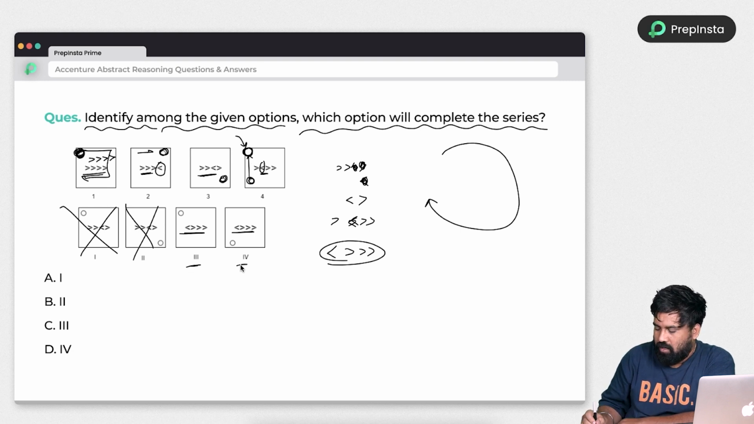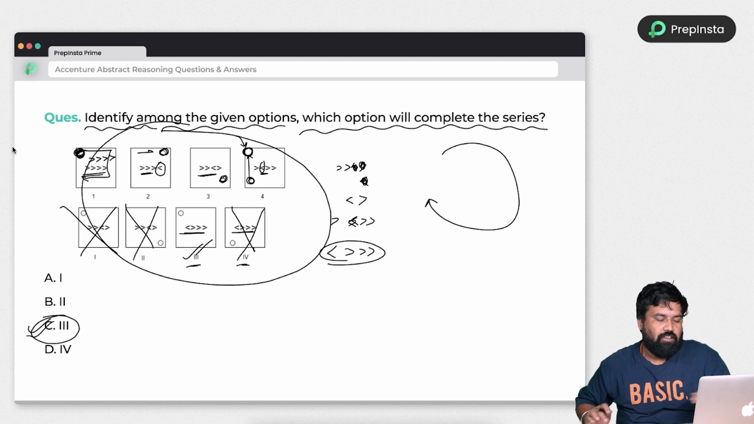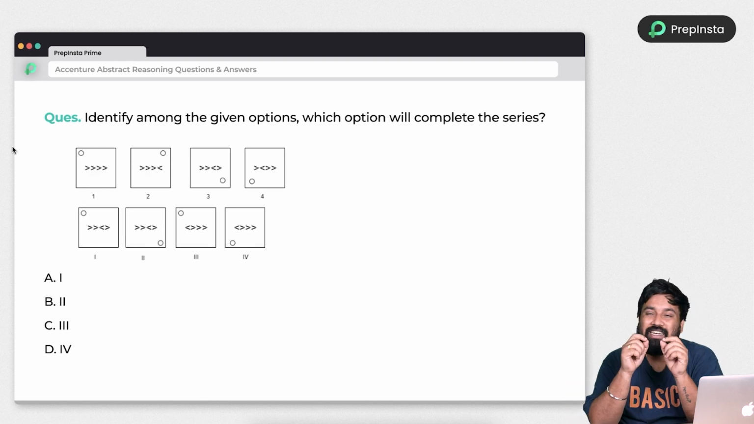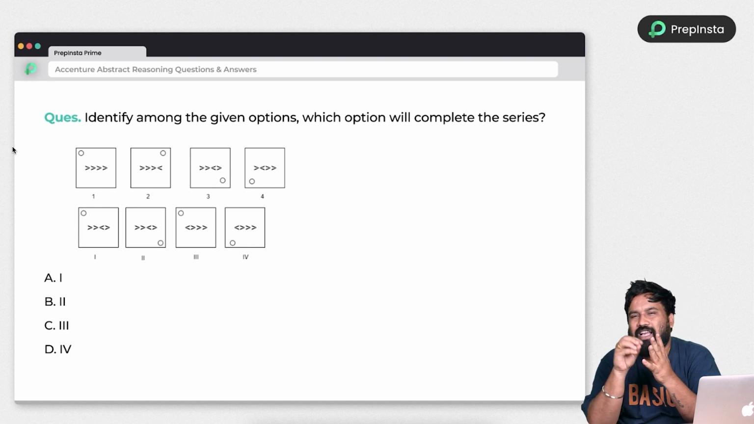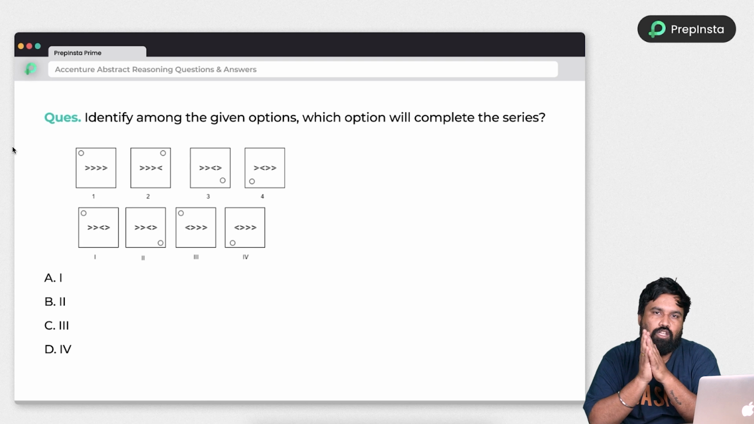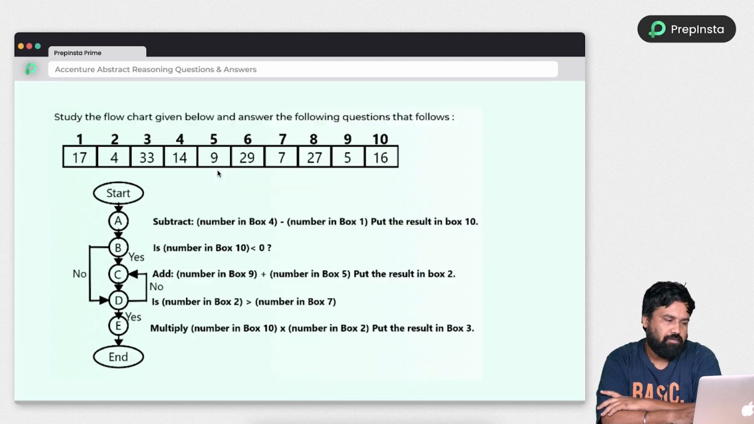So of options 3 and 4, you can choose 3 and eliminate 4. So option C is the correct answer. So this is how you have to examine the figure. Remember, if you didn't get the answer by one element, you have to cross check the second element also sometimes. Each element will eliminate options so that you will get accuracy in the question, right?